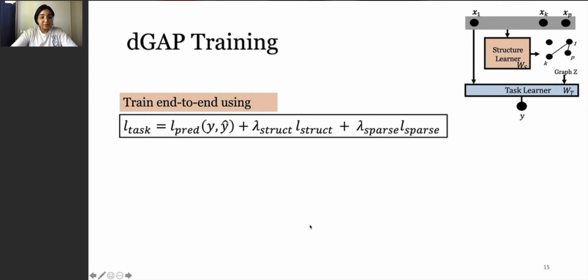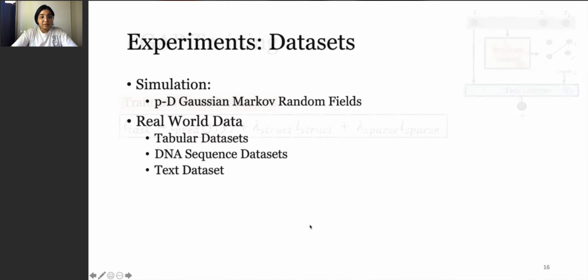We train DGAP using the sum of the prediction loss, the structure loss, as well as a sparsity regularization on the graph parameter gamma. We evaluate DGAP on multiple datasets like simulation datasets from Gaussian distributions, as well as real-world datasets that are tabular, DNA sequences or text datasets.